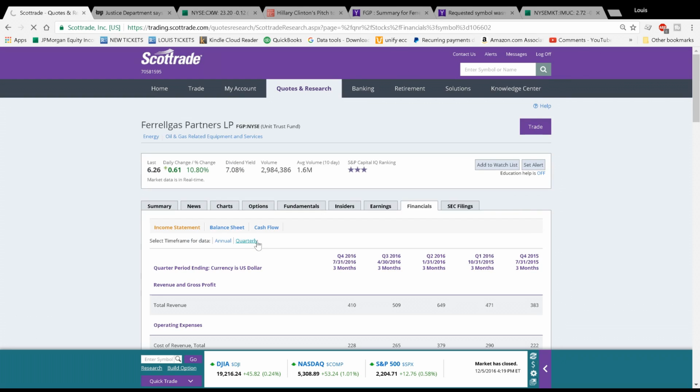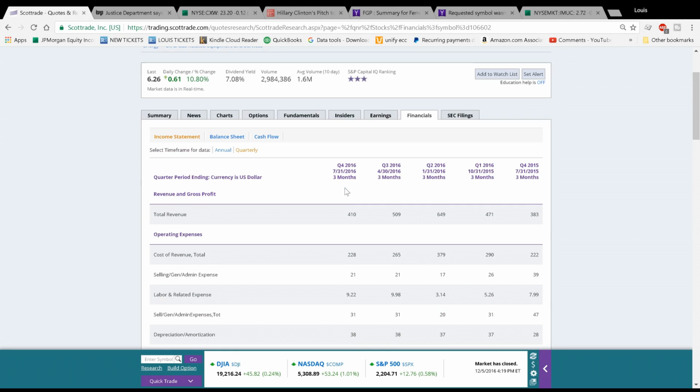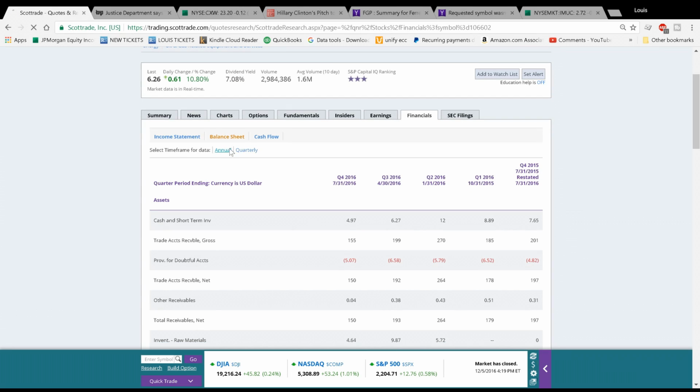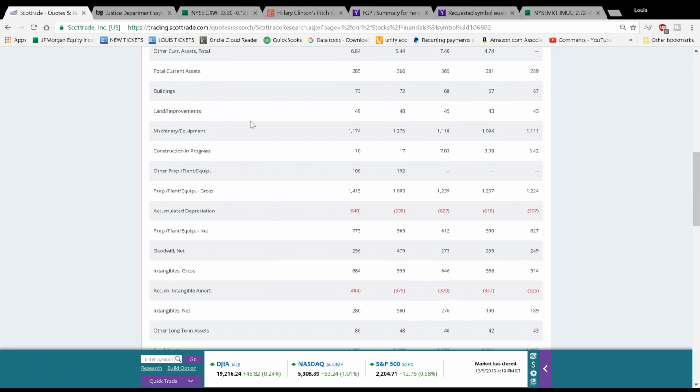665 million this year. And if we go to a quarterly view of net income, they lost 59, they made 80. They lost 59, they lost 80, they made 57, they made 19, they lost 661. So if you look at this, it's kind of like they lost money, they made it, they lost, they made. It's kind of like they just break even. And if you look at the balance sheet, that's where the real failure becomes obvious.